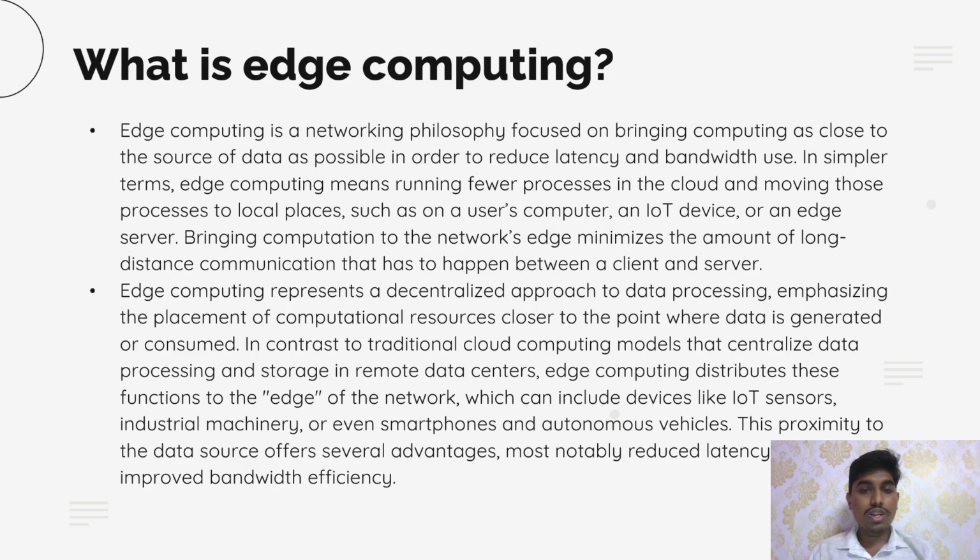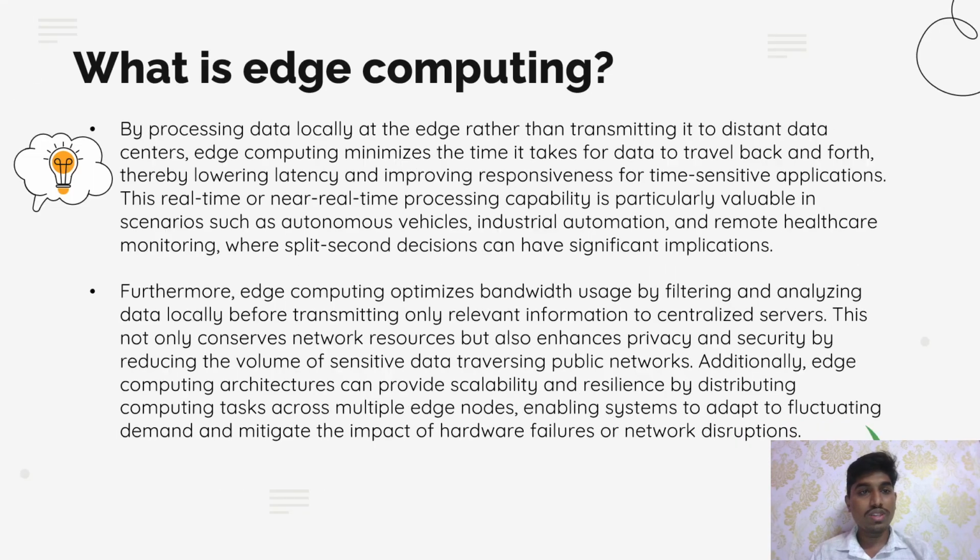In contrast to traditional cloud computing models that conceptualize data processing and storage in remote data centers, edge computing distributes these functions to the edge of the network, which can include devices like IoT sensors, industrial machinery, or even smartphones and autonomous vehicles. This proximity to the data source offers several advantages, most notably reduced latency and improved bandwidth efficiency.